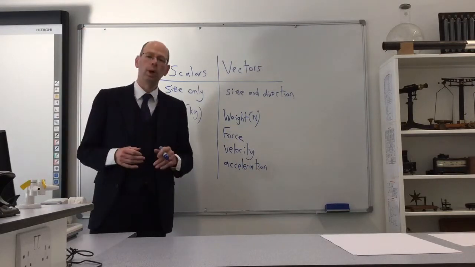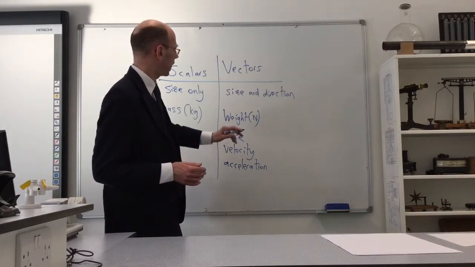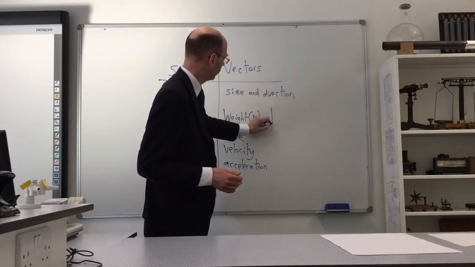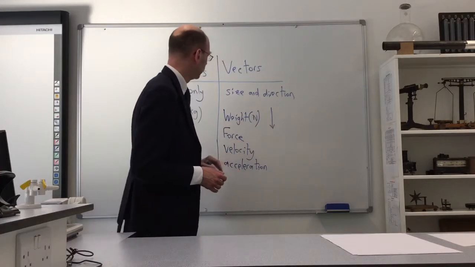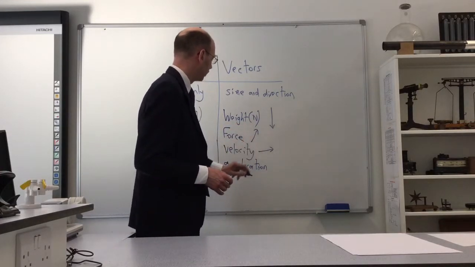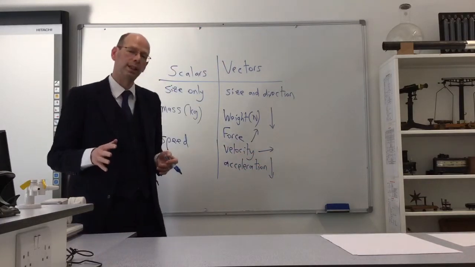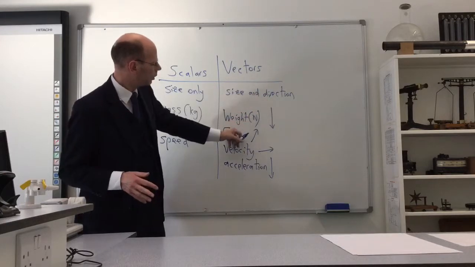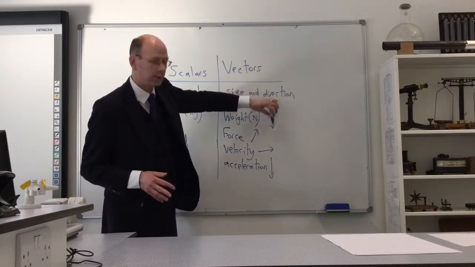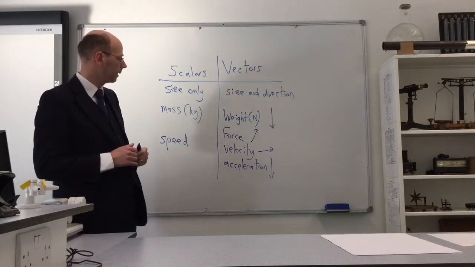Now we have a particular way of representing vectors. Very simple notation. We use arrows. So for the weight, for example, you might use a downwards arrow. Force, you could have an arrow in a different direction. Velocity, lots of different directions could be used. But the point about an arrow is it's telling you two things. It's telling you direction and also size. The length of the arrow corresponds to the size of the vector.